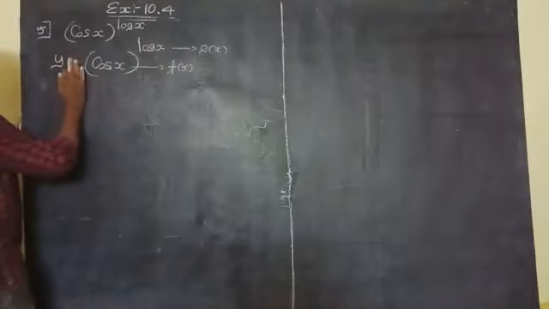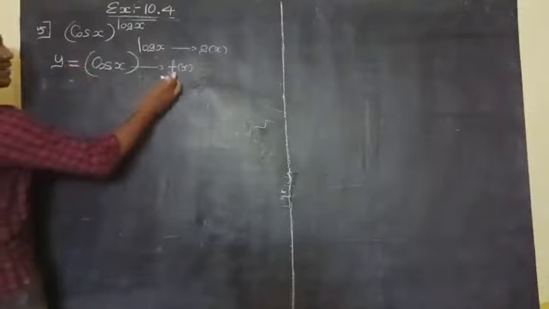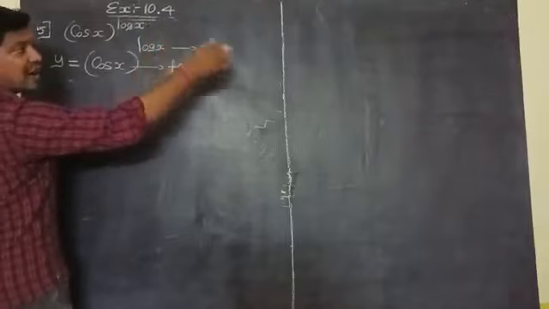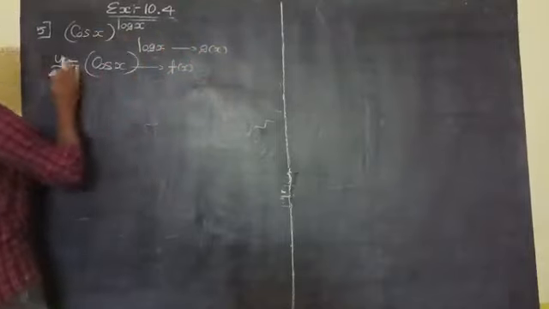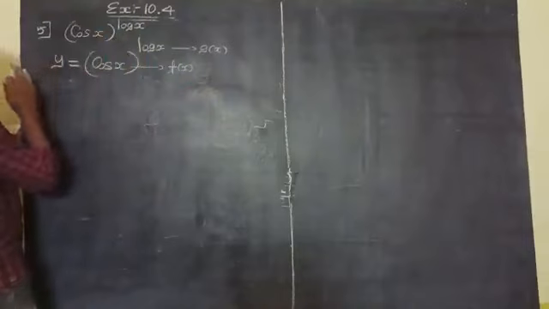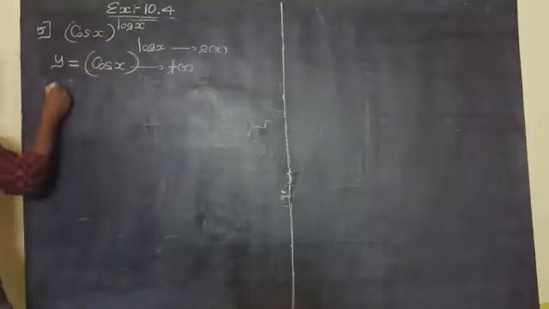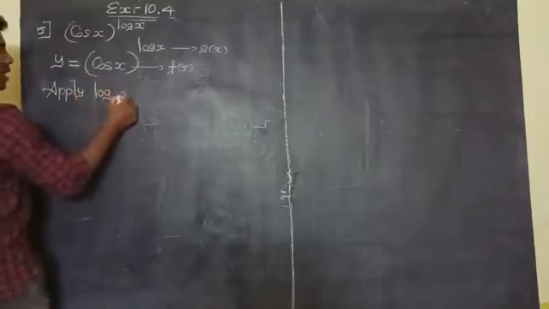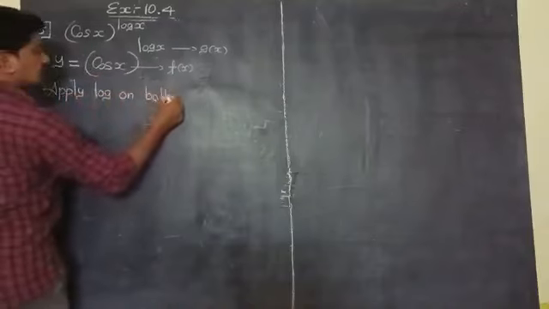This is one rule. Another format is f of x whole power g of x, using the formula, that is the direct method. This is another method: apply log on both sides.